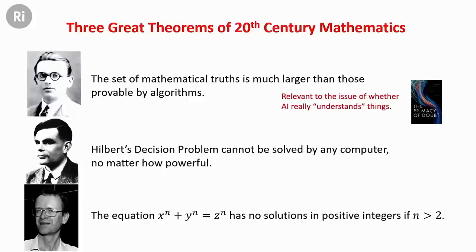Andrew Wiles in the 1990s proved the very famous conjecture. It's sometimes called Fermat's last theorem, but Fermat didn't actually prove it, he conjectured it: that the equation x to the n plus y to the n equals z to the n has no solution in positive whole numbers if n, another whole number, is greater than 2.